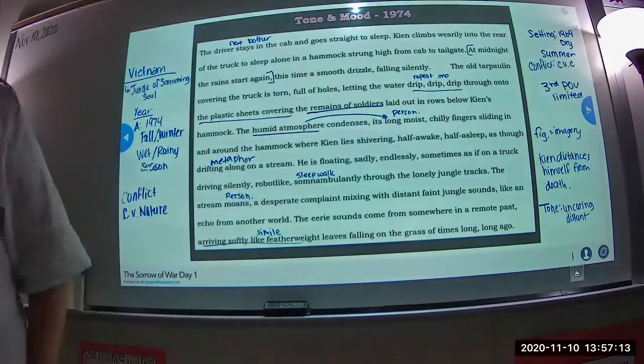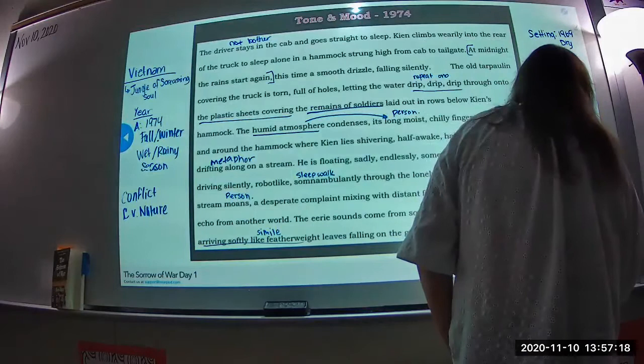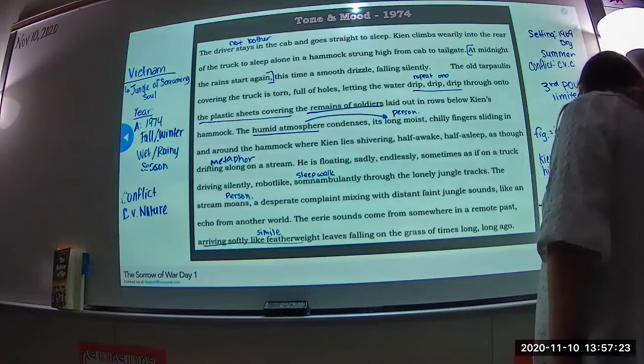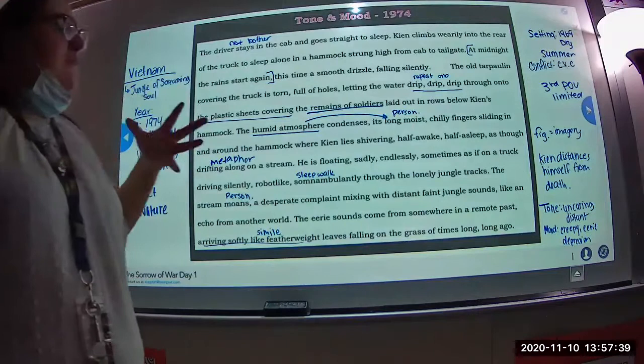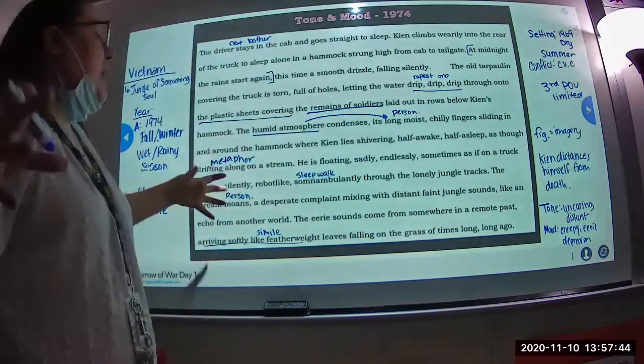What is the mood it creates? So how does it make you feel? Eerie, creepy. Depressing. Definitely depressing, right? Because to me, I also felt suffocating because when he talks about the human atmosphere condensing, it's closing in on him. And then it's talking about creepy fingers. So it's almost like being strangled, right? Everything around him is kind of coming in. And he's half awake, half asleep.